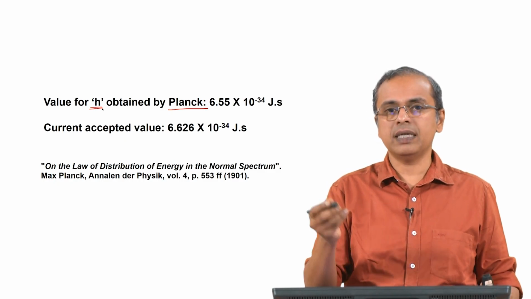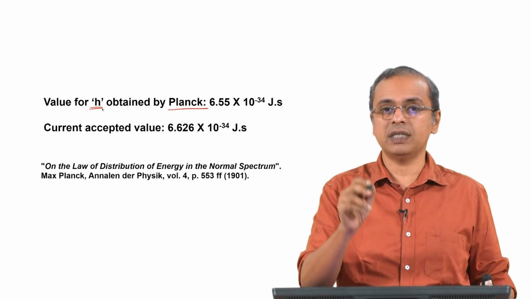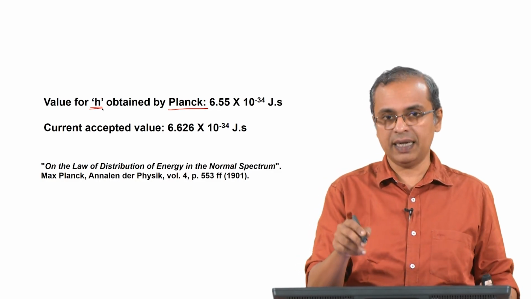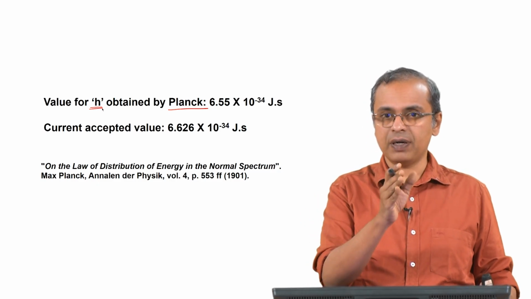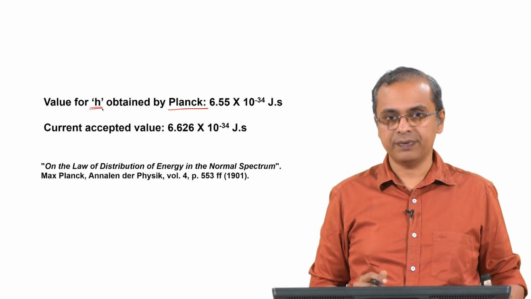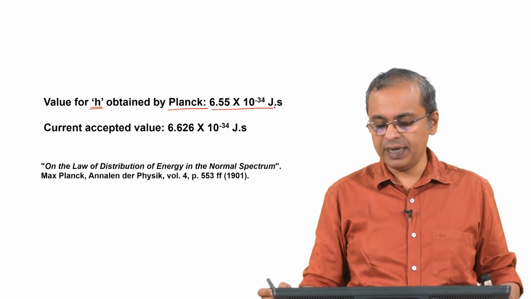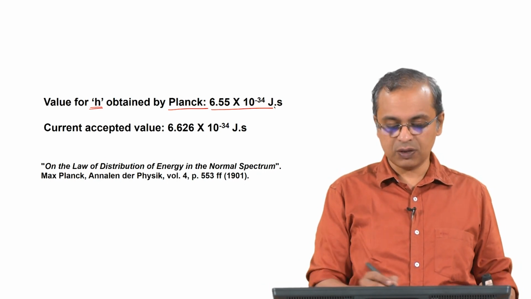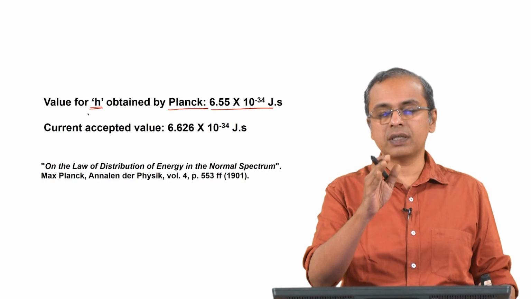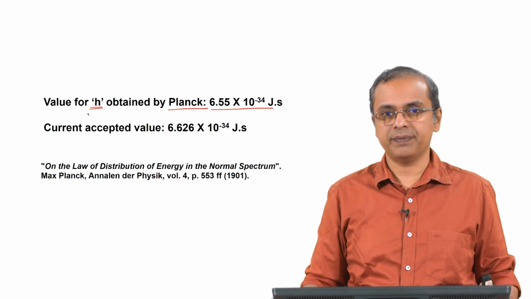He represented that constant with the indicator h, and then he changed the value of h till he got his theory to match that curve. And when he did so, he found that for a value of 6.55 into 10 power minus 34 joule second for this constant h, he got his theory to exactly match this black body radiation.